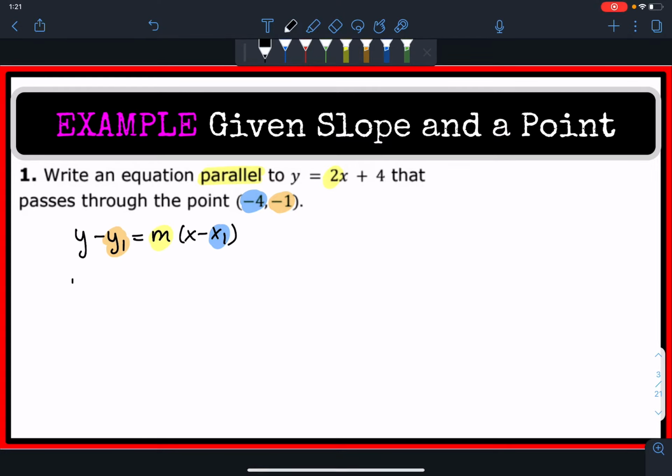So I'm going to start by plugging in. I'm going to get y, and I'm going to subtract the y value, which is -1. I'm going to get m, which is the number 2, and in parentheses write x minus the x1 value, which is the number -4. So x minus -4. Now to simplify this, I first notice that I'm subtracting a negative, which is the equivalent of adding a positive. So anytime I'm subtracting a negative, I want to write that as simply plus.